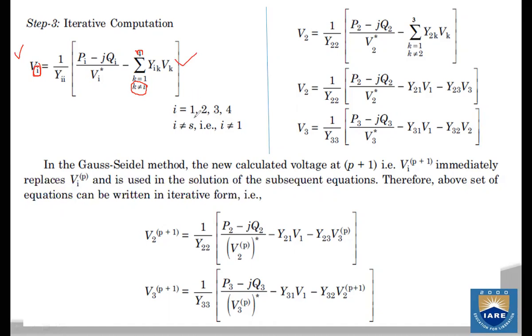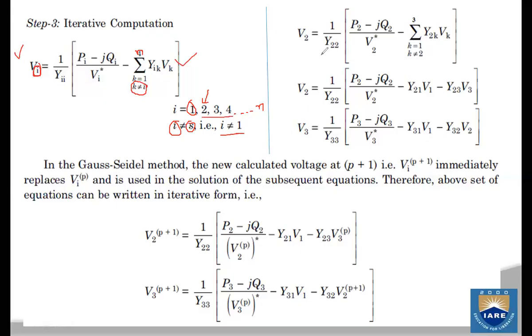Here the i values are bus numbers 1, 2, 3, 4 up to n, and this i should not be the same as the slack bus. If you have n number of buses, at the slack bus you need not calculate the voltage. At the slack bus the voltage is specified and always fixed. You should not change the slack bus voltage. So from the second bus onwards you have to calculate the voltage using this equation. The slack bus is numbered 1, so i should not be equal to 1. From bus 2 onwards you calculate the voltage.